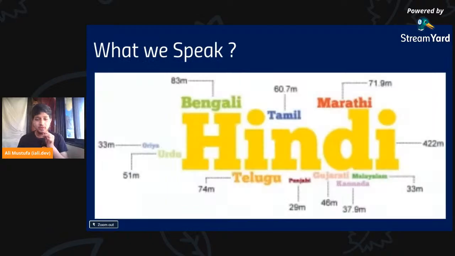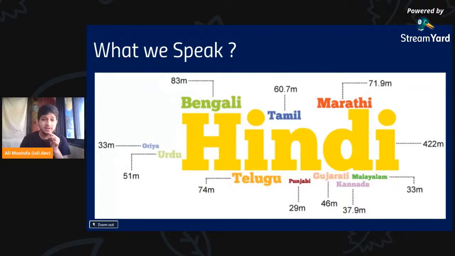When I talk about India, the first major problem we have is the language barrier. Most of you might be speaking different languages, right? I'm communicating in English because I feel everyone speaks English, but that is not the case. One of the major languages spoken across India is Hindi, followed by Telugu, Tamil, Kannada, Marathi, Malayalam, then Gujarati. These are prominent languages spoken by millions of people. If you see the count here, 422 million people, 60 million people, 83 million people. These are massive numbers of people who speak these languages.